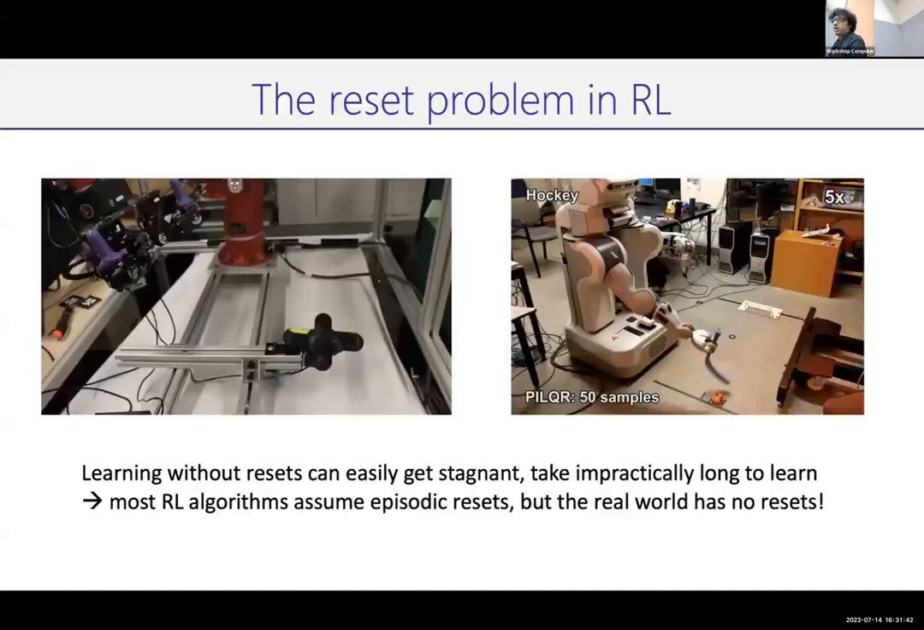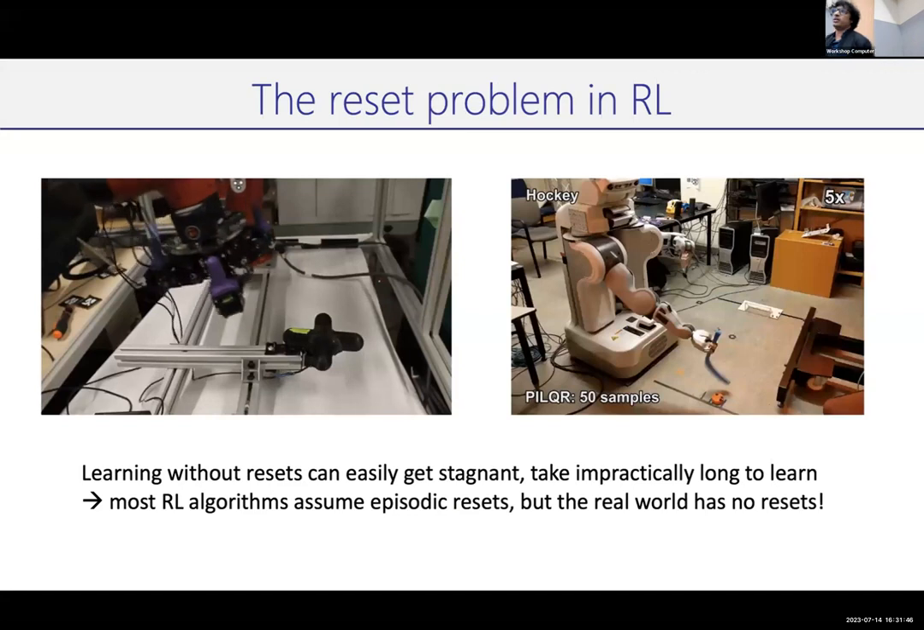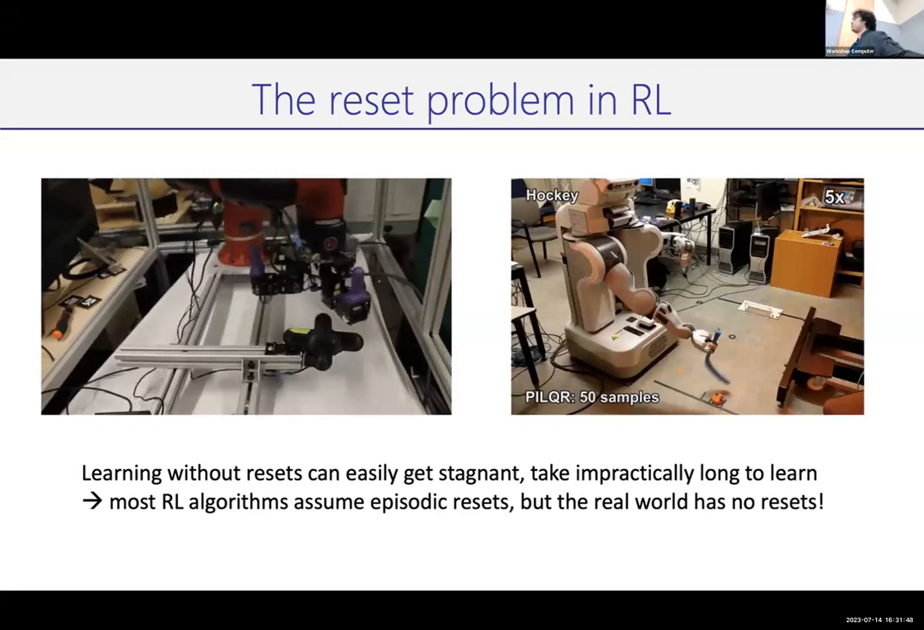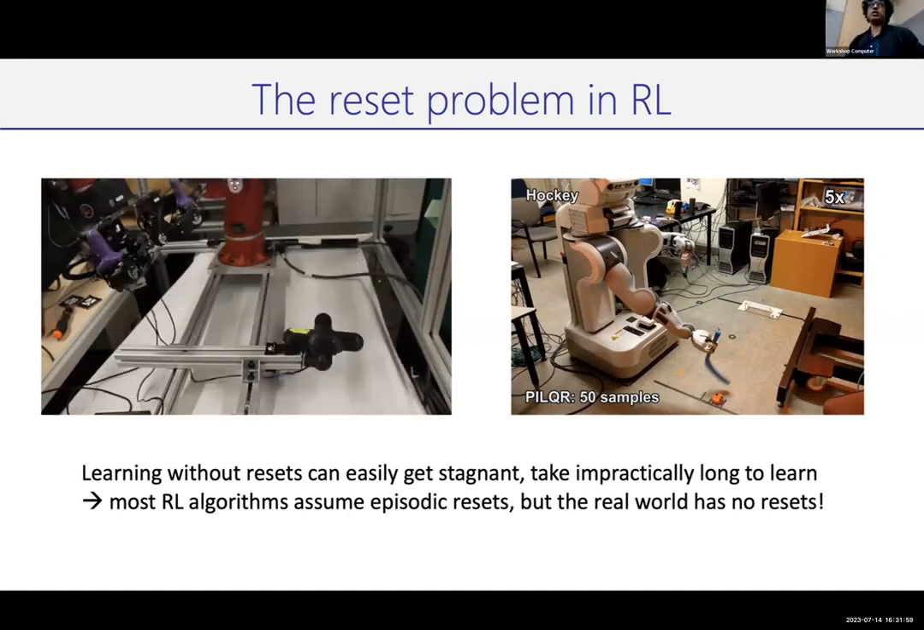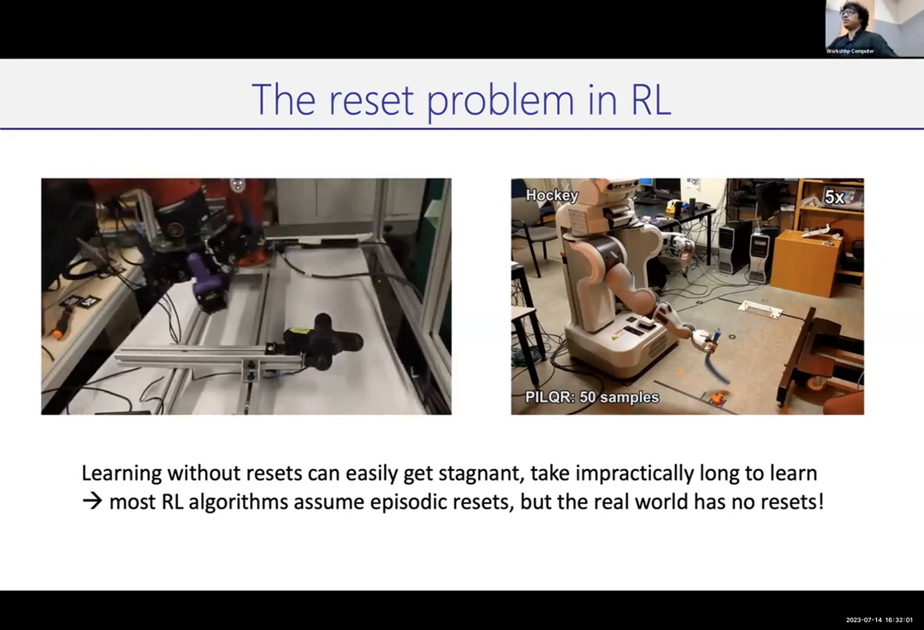Okay, good. Cool. So the reset problem in RL is not one that people talk about a lot, right? And so what is the reset problem in RL? It's typically that most reinforcement learning algorithms assume things are episodic, right? And so when I say that things are episodic, you have some experience for a while, and then you try to reset the system back to the same state, right?